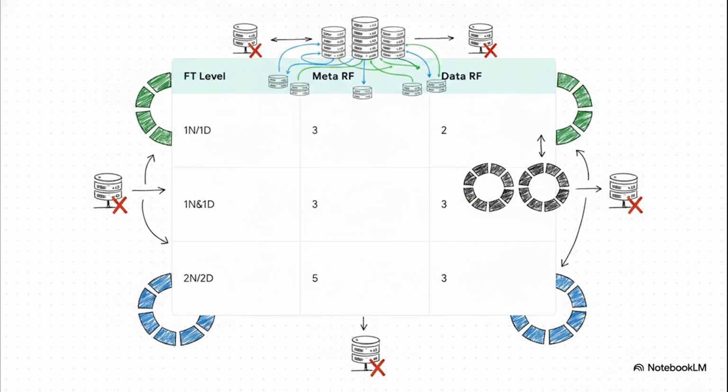This strict requirement is exactly why you have to carefully plan your cluster expansions. You aren't just adding random storage capacity, you have to ensure you are adding enough distinct physical blocks to satisfy those massive metadata ring requirements.